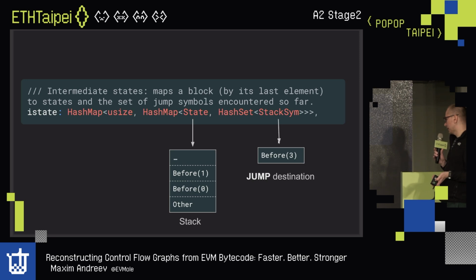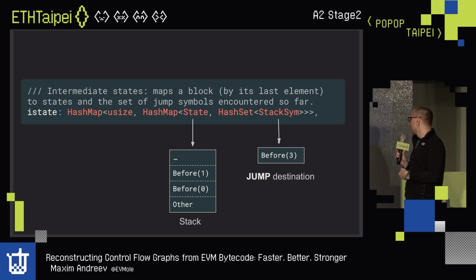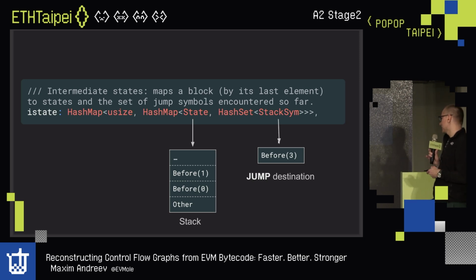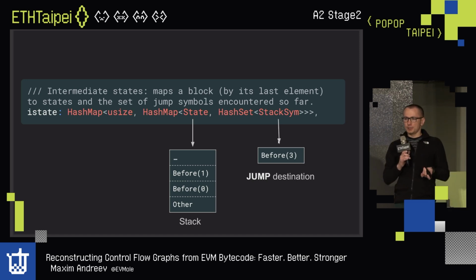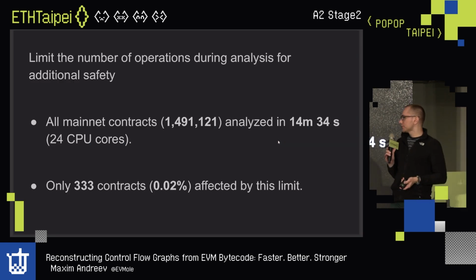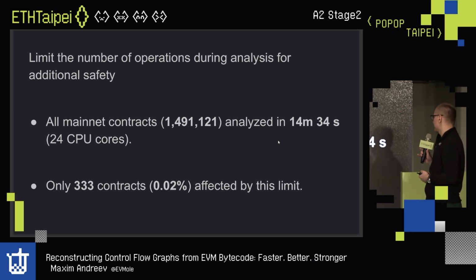And I said that if we hit this node again, with the same state of the parent and the same stack, then we are just trying to repeat ourselves, and we can break this path early. So the code before, we just need to modify it: only proceed if the state jump is unique, like new. And also another precaution: limit the number of operations during analysis for additional safety.